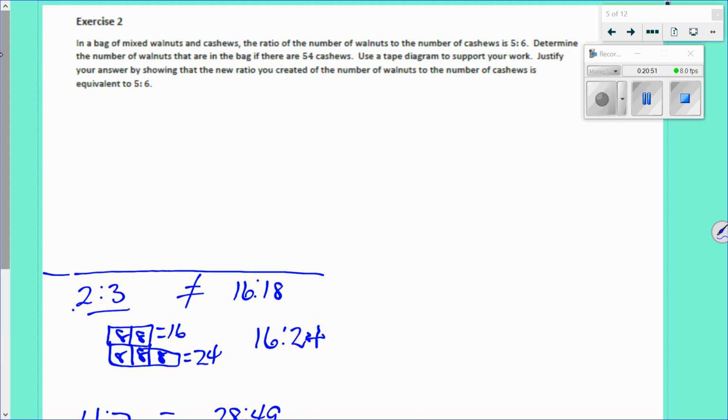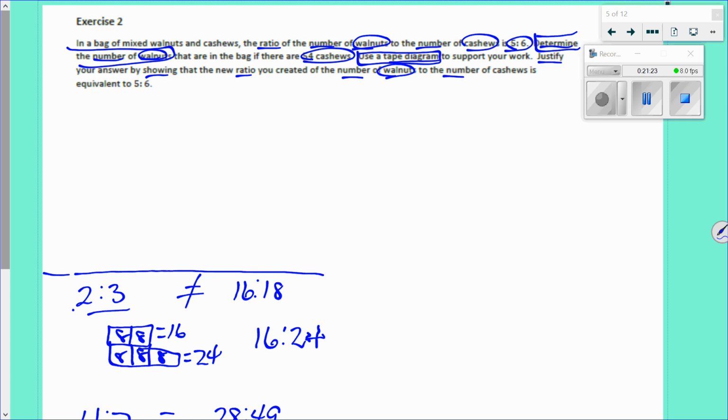On this problem, in a bag of mixed walnuts and cashews, the ratio of the number of walnuts to the number of cashews is 5 to 6. Determine the number of walnuts that are in the bag if there are 54 cashews. So there's our first pass. We need to determine the number of walnuts. Use a tape diagram to support your work. There's a direction, so we'll box that. Justify your answer by showing that the new ratio you created of the number of walnuts to the number of cashews is equivalent to 5 to 6.